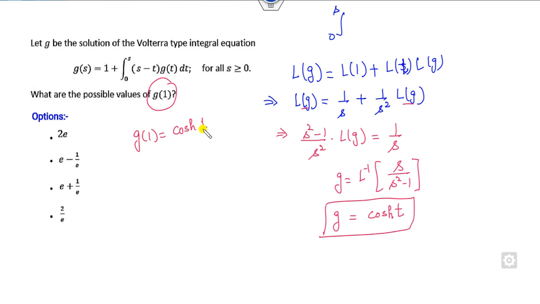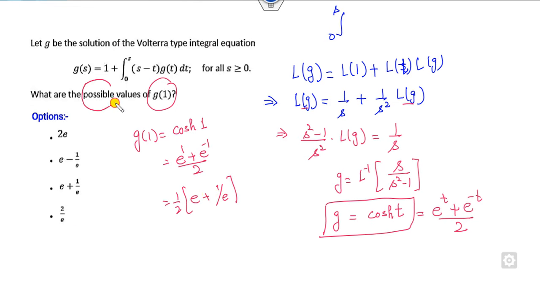Cos hyperbolic 1. What is the cos hyperbolic? It is e raised to power t plus e raised to power minus t, over 2. So it is e raised to power 1 plus e raised to power minus 1, over 2. But none of the answers is correct, but we always look for the possible answer. So the possible answer is of this form, it is the right answer.